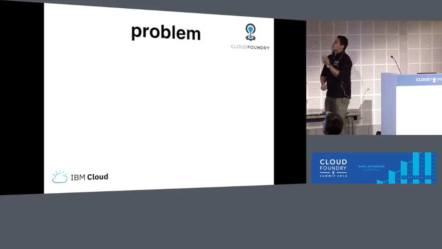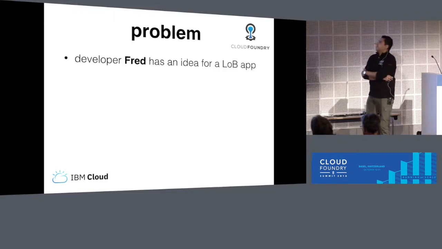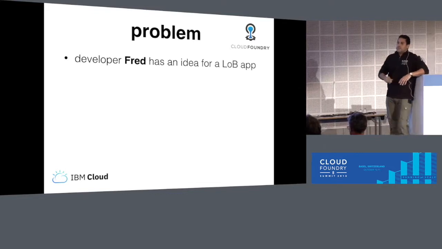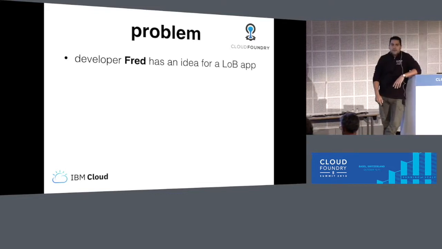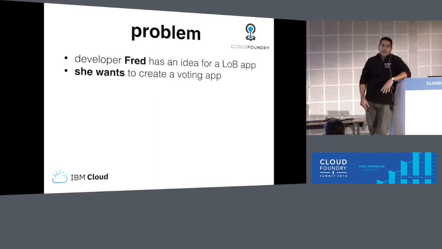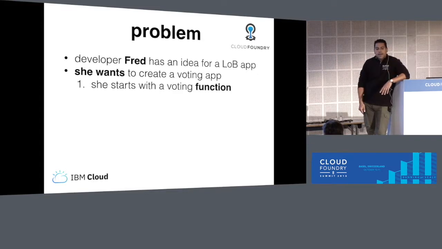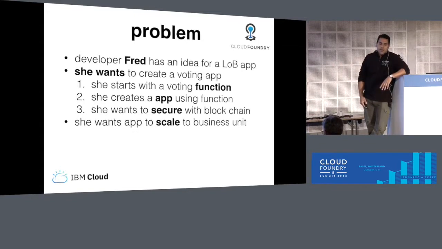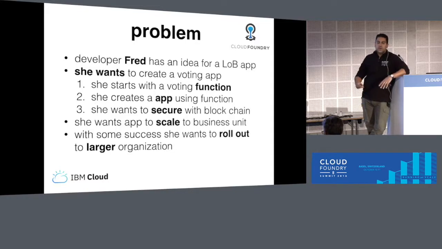So let's get straight to it. The problem is that you have a developer, Fred, that has an idea for a line of business application. LOB is line of business. If you were in the keynote today, you saw parts of it where she wants to do a voting app, Frederica. She starts with some kind of a voting function. Maybe at some point she creates an app using the voting function, putting some UI. Maybe she secures it with blockchain, like Nima and Sweta did this morning. She wants to scale it maybe to her business unit, and then eventually move it to a large organization, right?